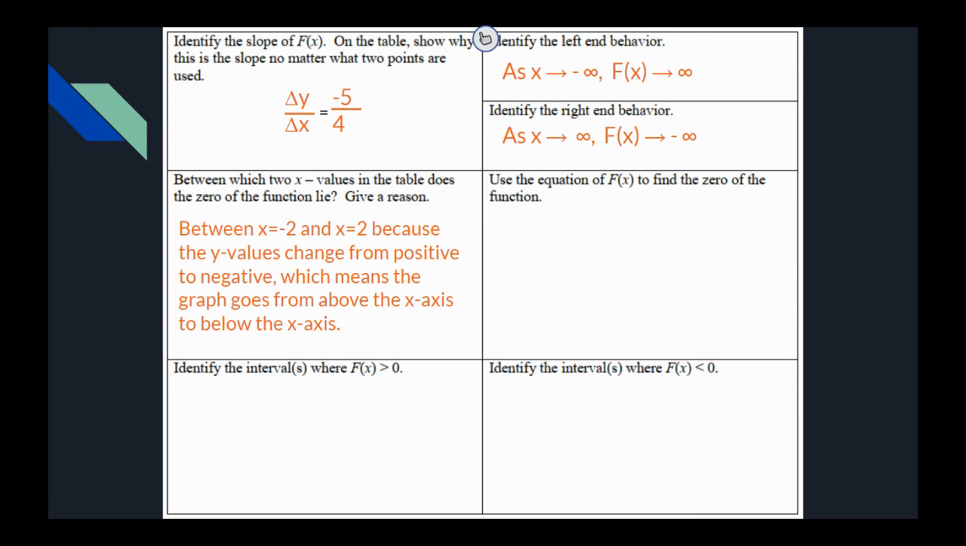Okay, so now that we know about where the x-intercept is going to be, where the 0 is, we're going to use our equation to find that 0. We want to find the exact number that the 0 is at. So we're going to set our equation that we found above equal to 0. So negative 5/4 x plus 1/2 equals 0. And then solve for x.